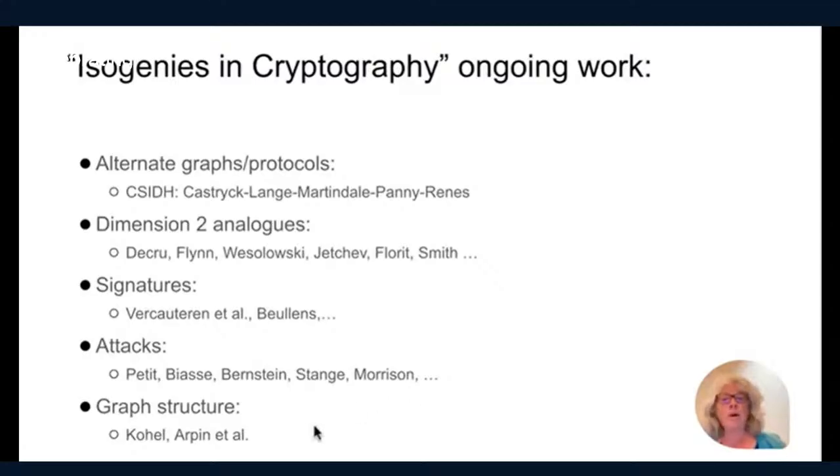There's a lot of related work in this area, including working on these graphs with level structure, and alternate protocols, for example, one popular one called Seaside, due to Tanja Lange and her collaborators. Lots of follow-up work. Sorry, this slide is a little outdated, but on signatures, attacks, graph structure, there's SQISign by Christophe Petit and his co-authors, and many other different directions.